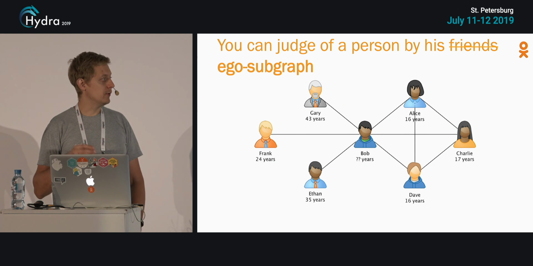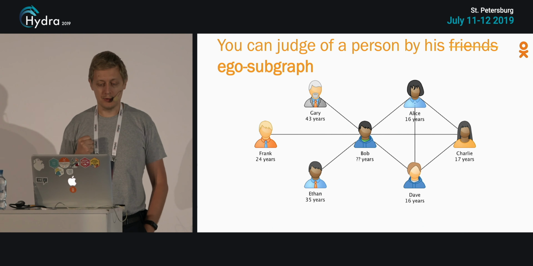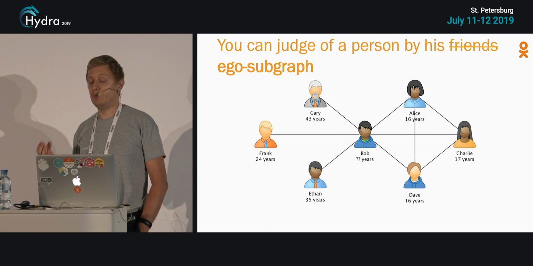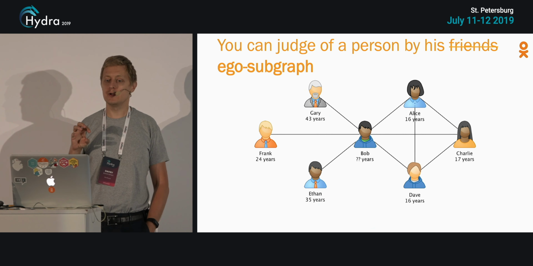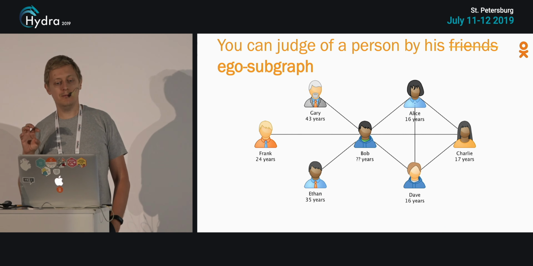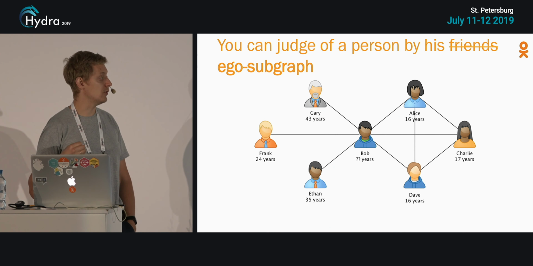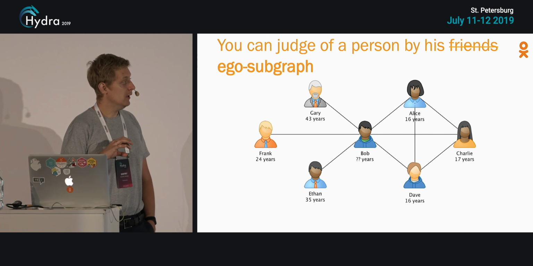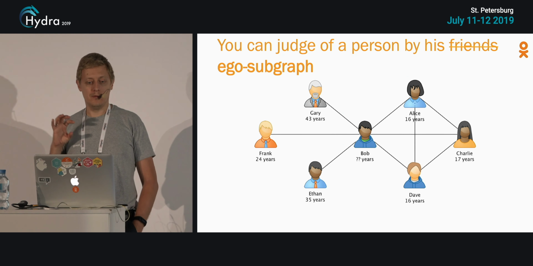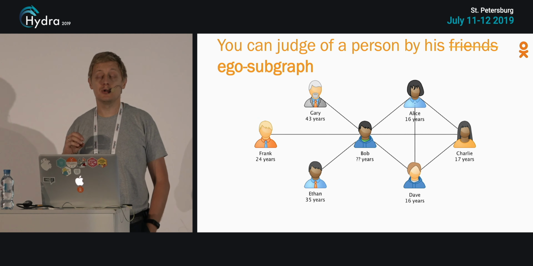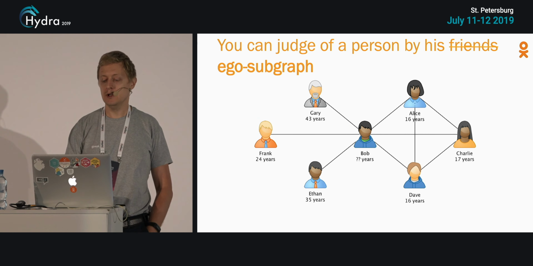And in the case of Bob, we can see that Bob not only has 3 teenager friends, but he's actually part of a dense community of teenagers. Having this additional information, we can make a more certain decision that Bob is actually a teenager. And this kind of graph, ego subgraphs, can actually help us answer many different questions.